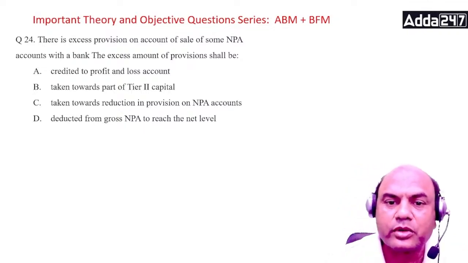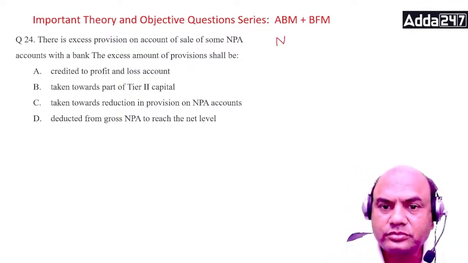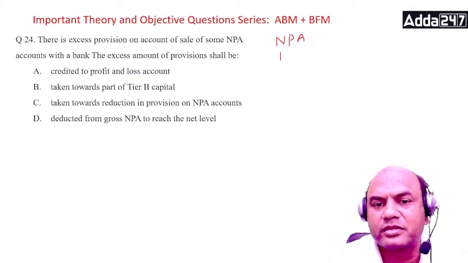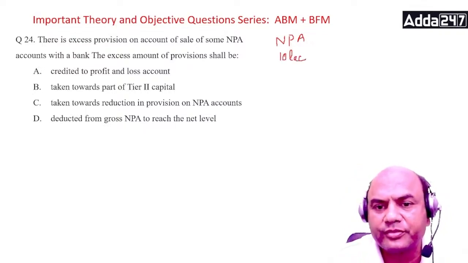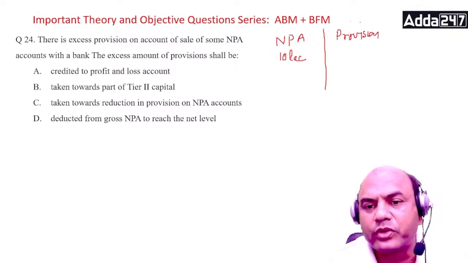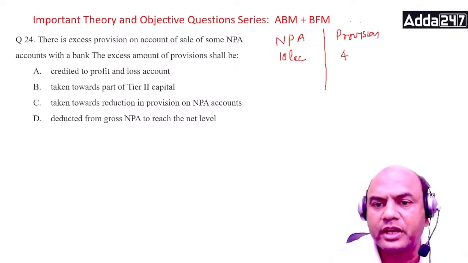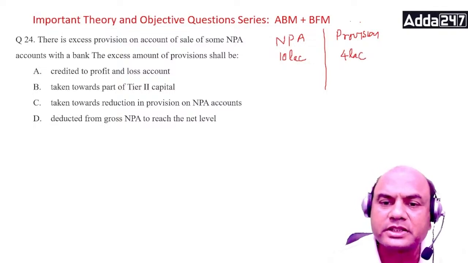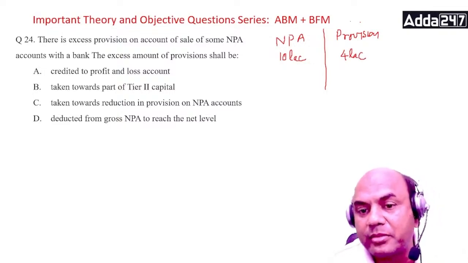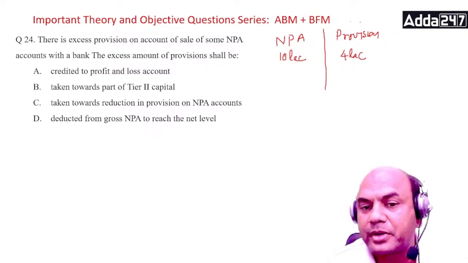See, I'll write it over here. NPA, okay. Let's say this NPA is for 10 lakhs. Now for this NPA I have made a provision. Let's say the provision made is 40%, 4 lakh. I had made this provision of 4 lakh. Now what have I done? I have provision made means what? I have debited my P&L account and credited, kept this as a separate provision.